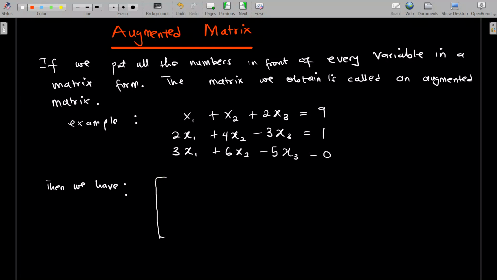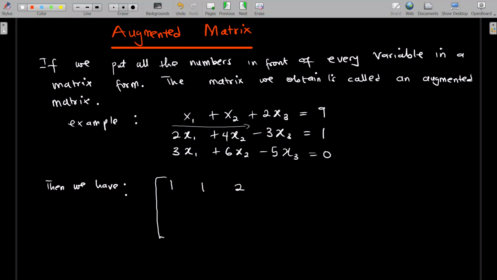Okay, so the way you do it is you count how many equations you have. 1, 2, 3 equations, so I count them. Then I look at the first variable, which is x1 in the first equation, and put the number in front of x1 into the first row. We have 1 in front of it. Then you go to x2, and we have 1 in front of x2, and 2 in front of x3. So you write this whole thing as one row.